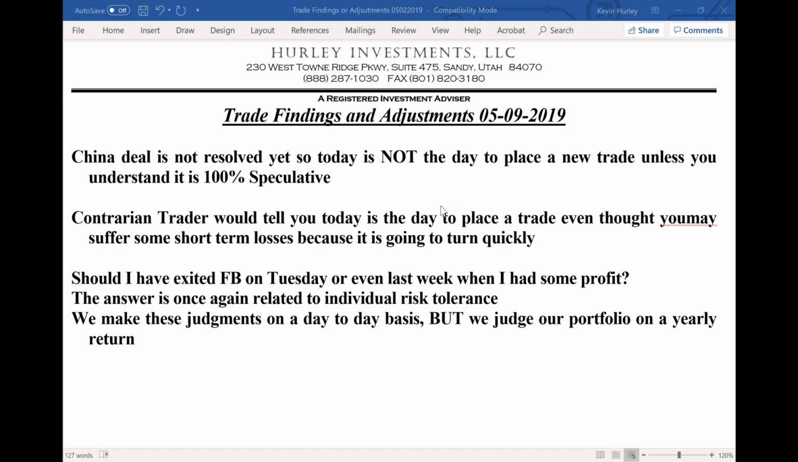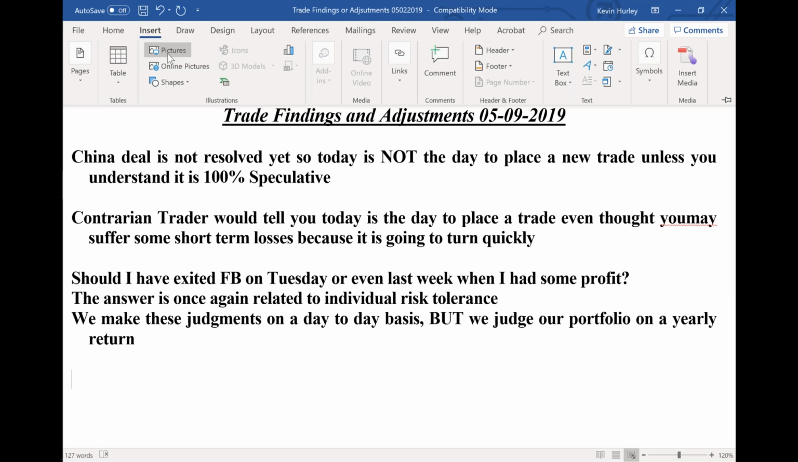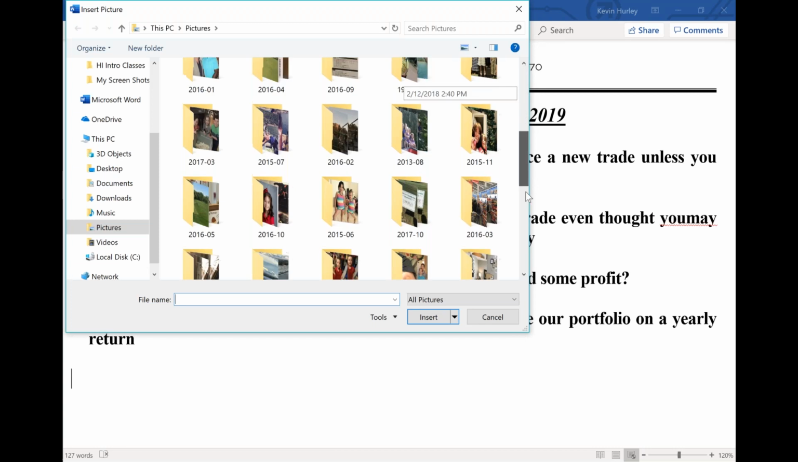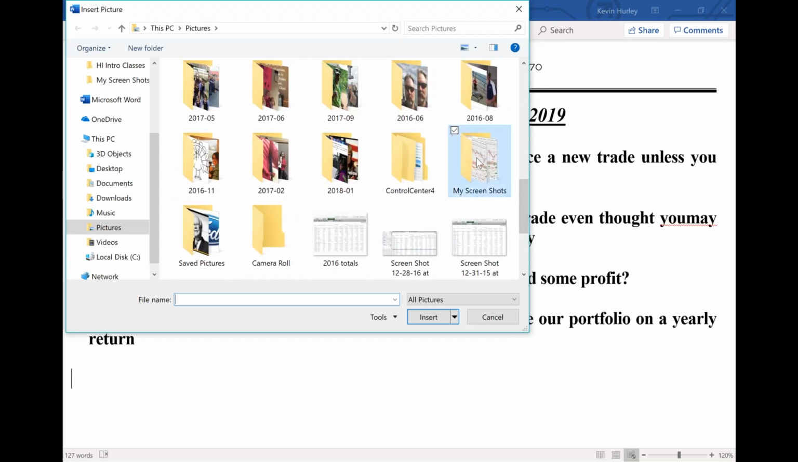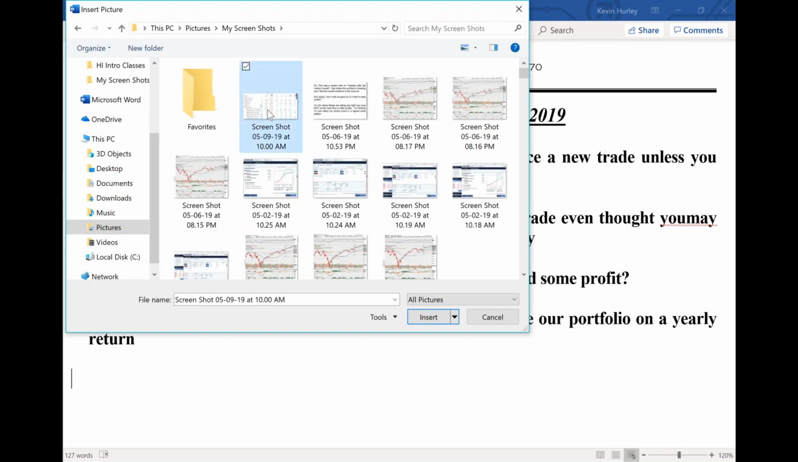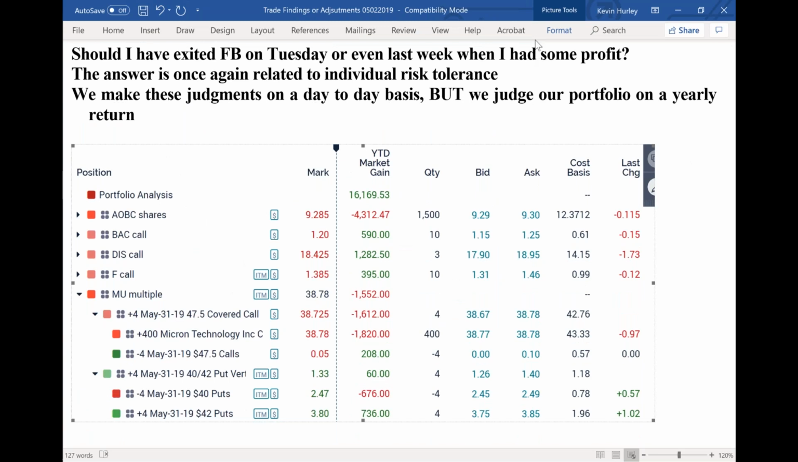It's worrisome. Let me go ahead and tell you the trade that I told people I didn't want to be in. The trade I didn't want to be in was Micron, right? So I am going to focus on Micron.